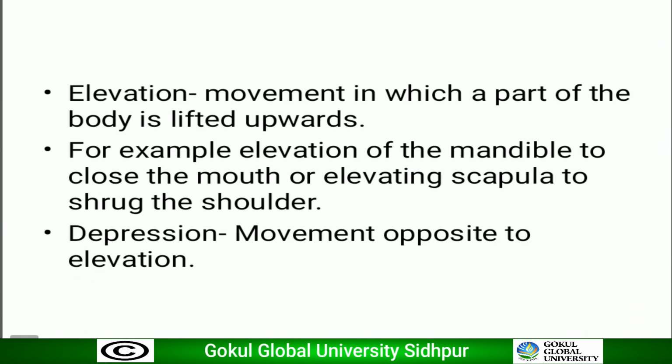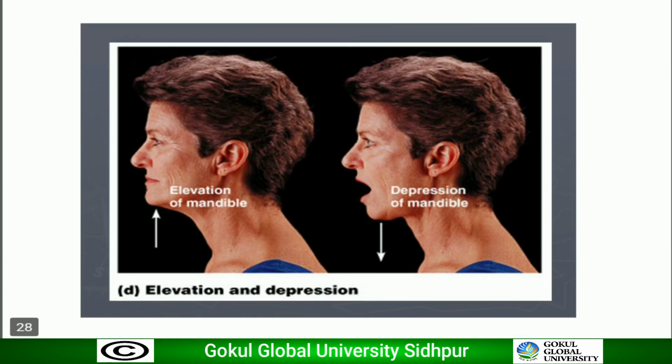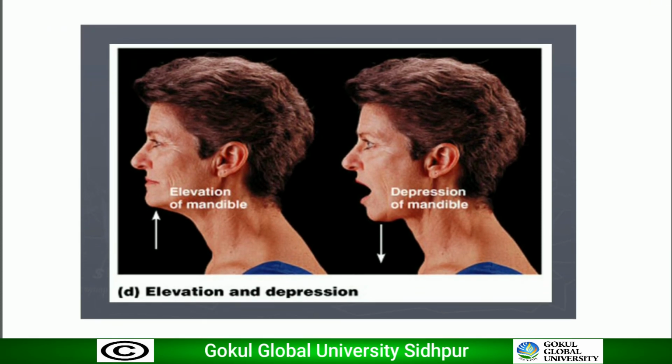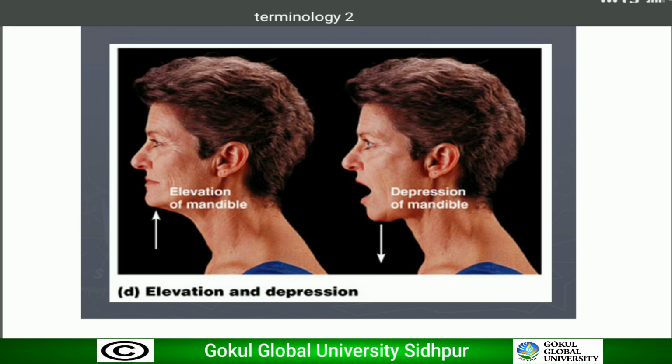Elevation, movement in which a part of the body is lifted upwards. For example, elevation of the mandible to close the mouth. Second, elevating the scapula to shrug the shoulder. Depression, movement opposite to it. It means a depressing movement. In this diagram, you can see elevation of the mandible and depression of the mandible. Thank you.